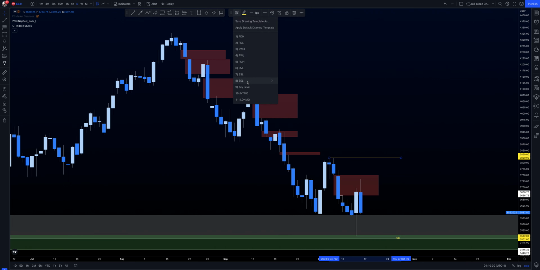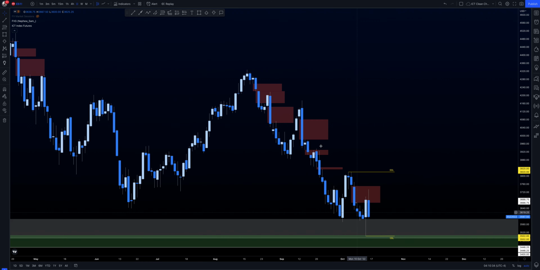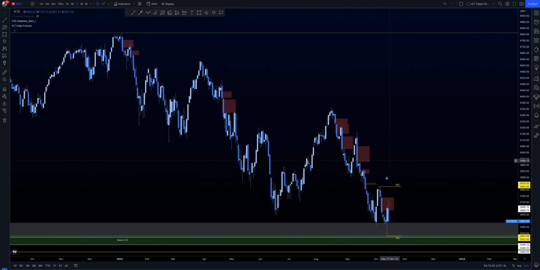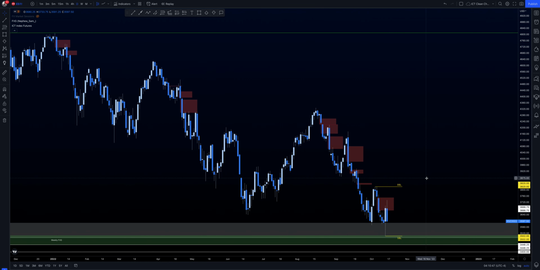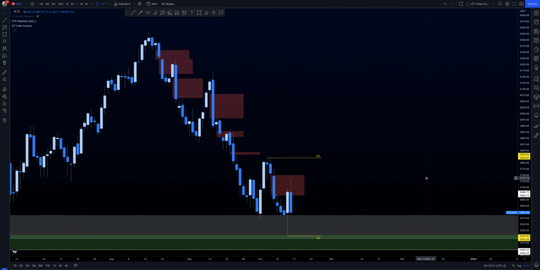So those are my two areas of interest, buy side liquidity, sell side liquidity. And if we do actually take this high here, come back down and we create a higher low here, then I would be expecting further prices to the upside. So we're just going to have to wait and see really.